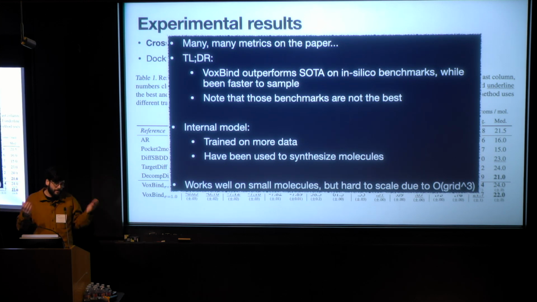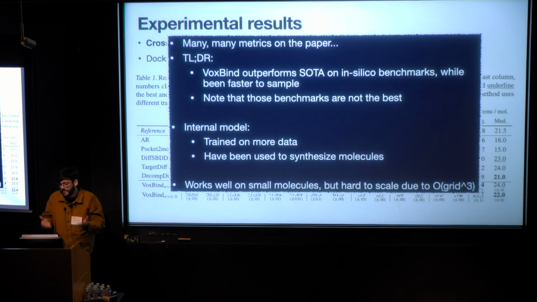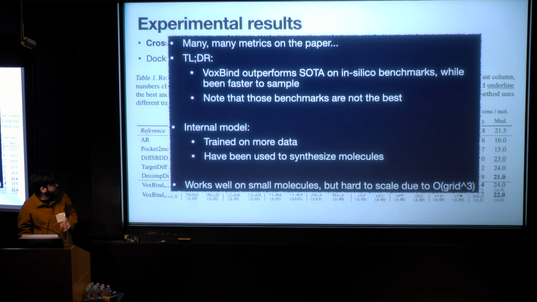We're finding weak binders, which is not great. But on the good side, it's been better than all the other models that have been tested, either based on deep learning or based on more classic computational chemistry approaches. So it's nice because it works very well on small molecules, more or less at least. But it's hard to scale because we discretize the space here.